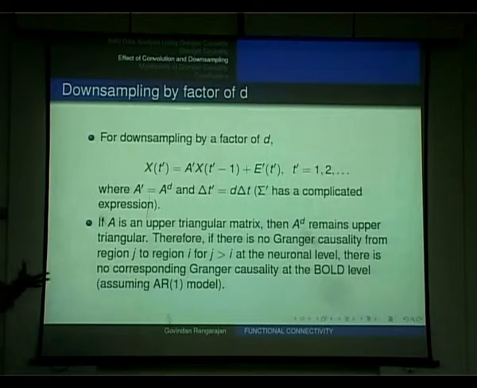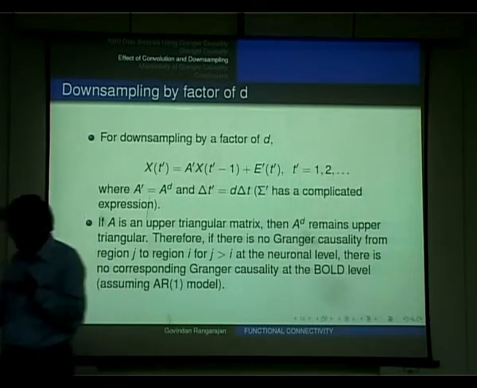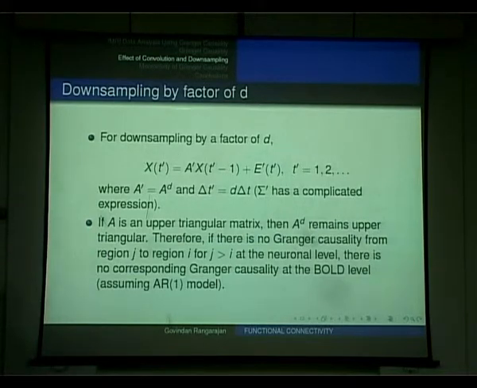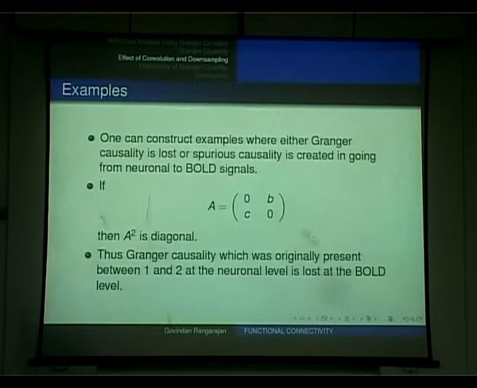Now, if A is an upper triangular matrix, where you have no entries in the bottom triangle of the matrix, then it turns out A to the power d, if you keep on taking powers of A, still remains an upper triangular matrix. So if you have no Granger causality from region J to region I, for J greater than or equal to I at the neuronal level, there will be no corresponding Granger causality at the BOLD level. That is, no spurious Granger causality effects are introduced at the fMRI level by this downsampling. Okay, but then it's more complicated.